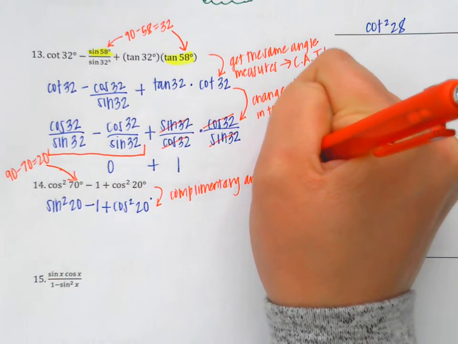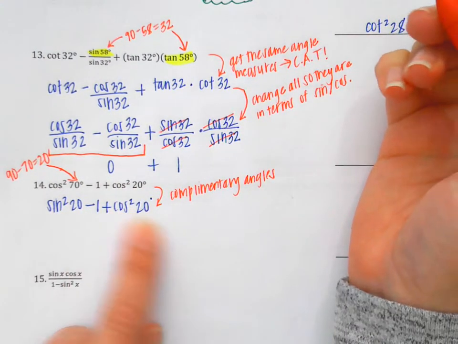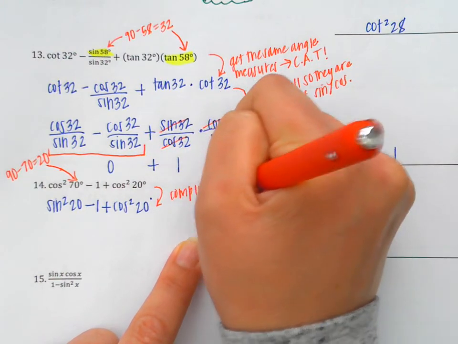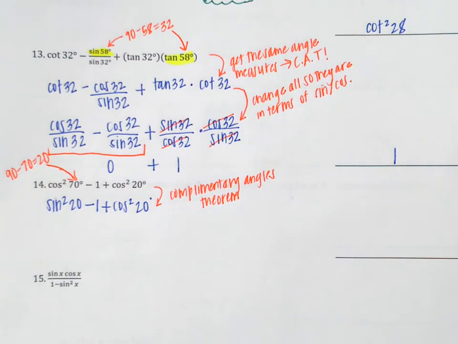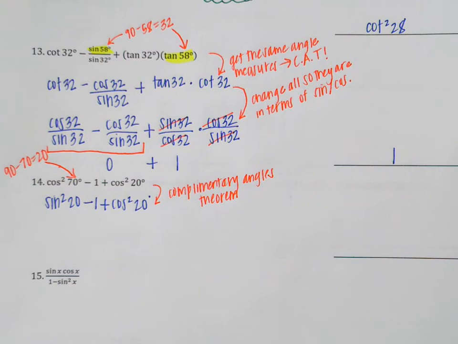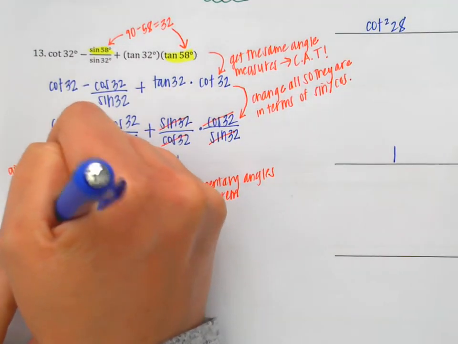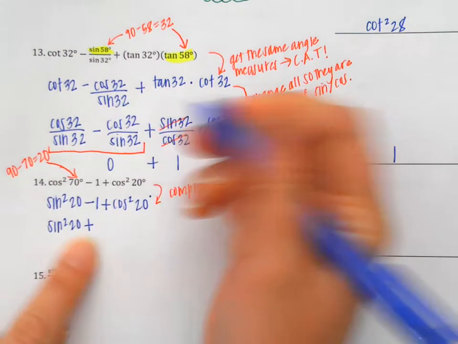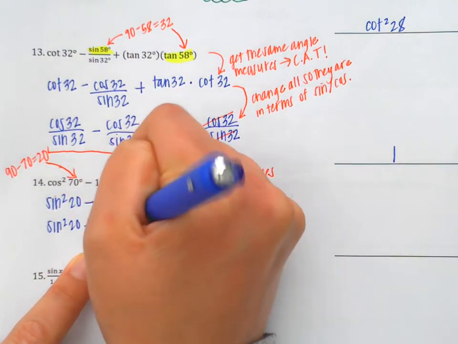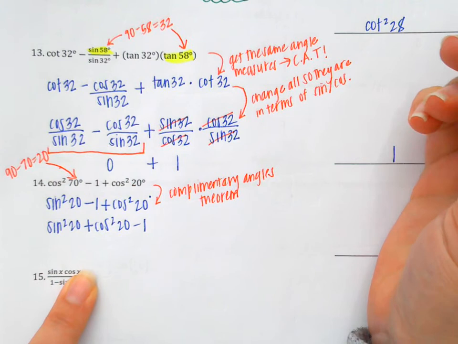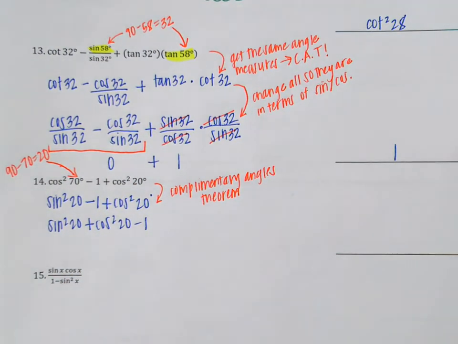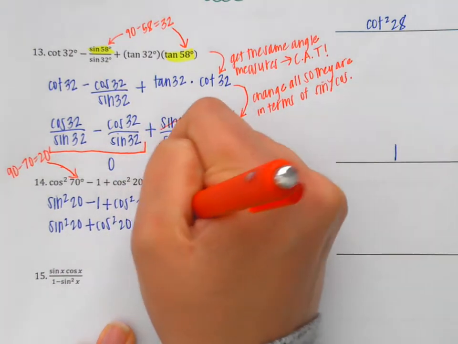And I could have changed cosine. That would have gotten you the same answer in the end. So whatever you guys want to change is totally fine. Now I'm going to do a little rearranging because I recognize there are squared terms, and I'm going to rearrange this so it's sine squared 20 plus cosine squared 20 minus 1. So all I did was just rearrange my terms. It wasn't anything crazy there.